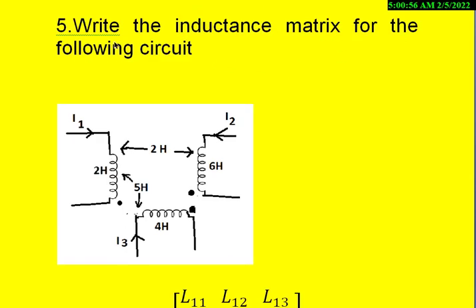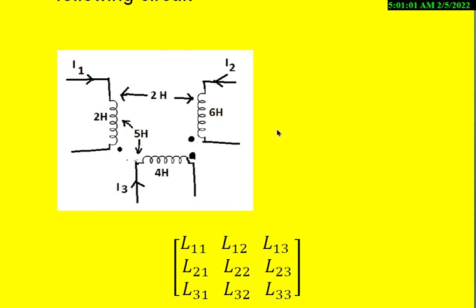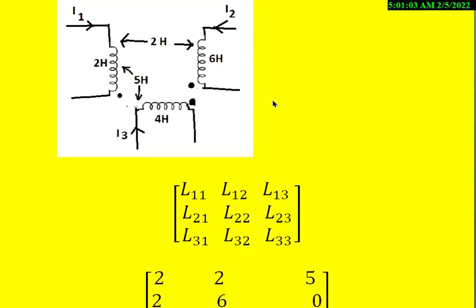Let us take another problem. Write the inductance matrix for the following circuit. Here we have three coils, coil 1, coil 2, coil 3, and they have the self inductances 2 henries, 6 henries, 4 henries, and there is a mutual inductance between coil 1 and coil 2, that is 2 henries. Similarly, there is a mutual inductance between coil 1 and coil 3, that is 5 henries, and there is no mutual inductance between coil 2 and coil 3.